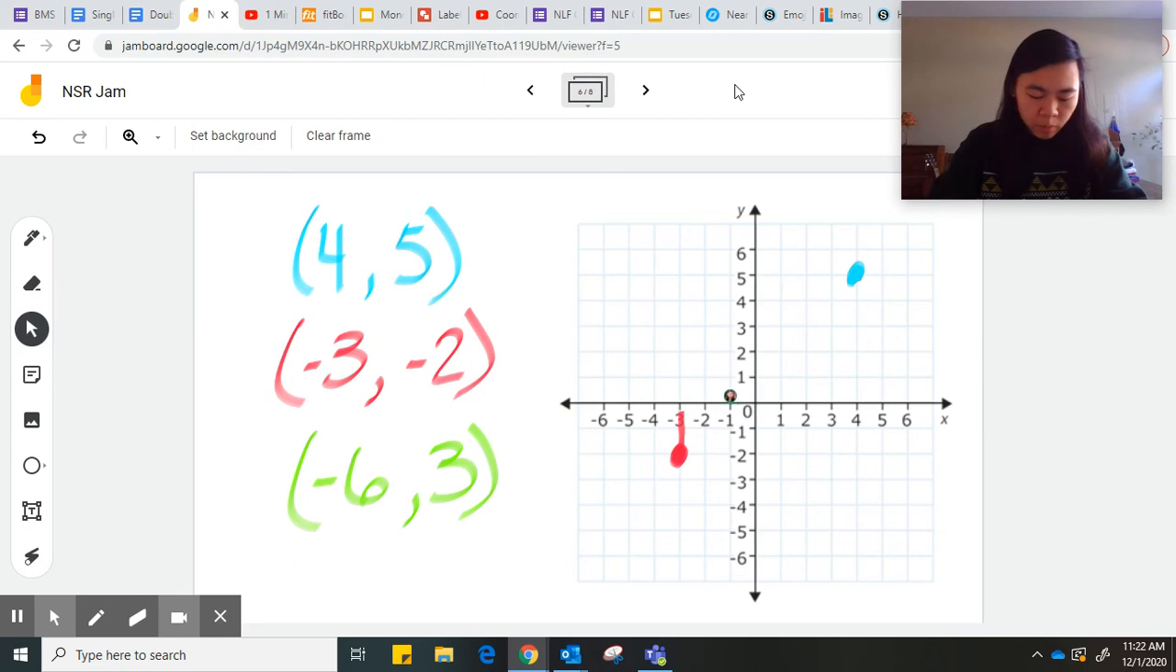And then our last practice point here, -6, 3. So you start at 0 and it's negative. We're going to the left 6 and then up 3. It's +3. So here's my green point.